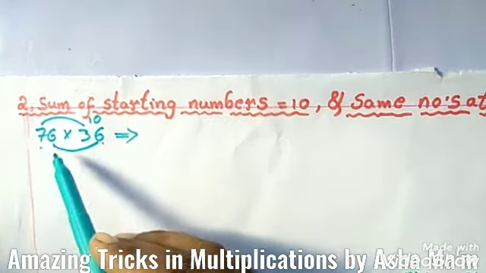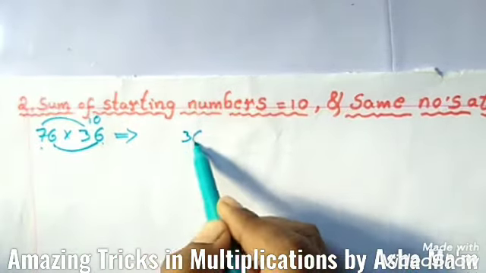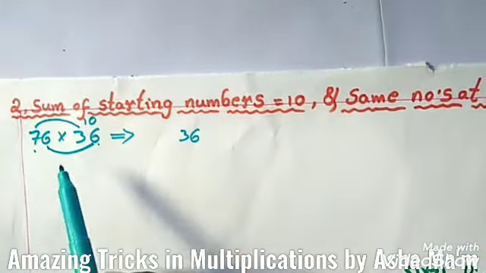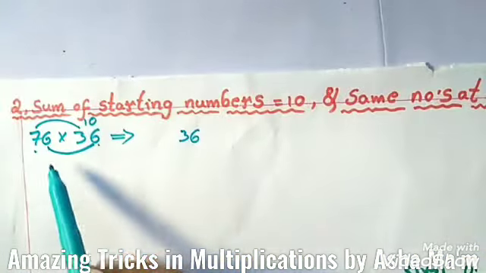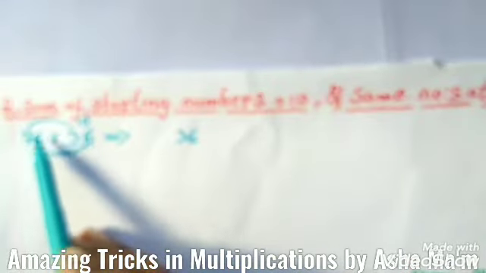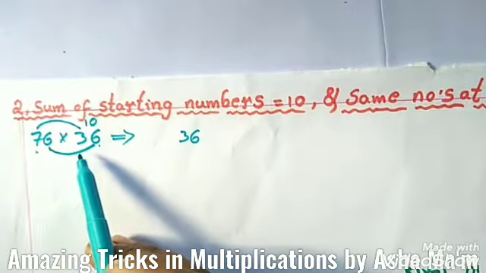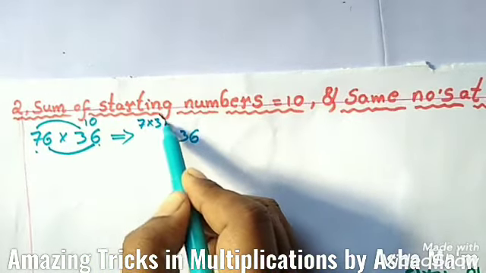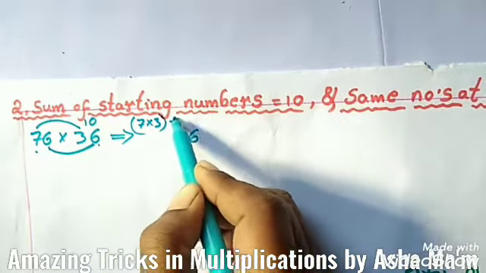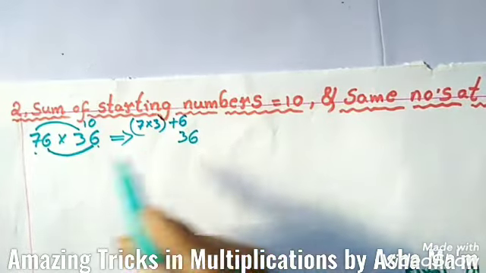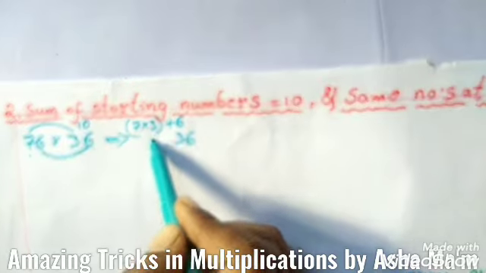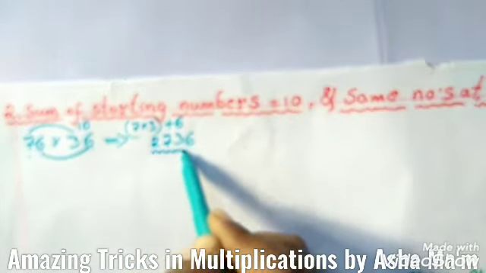Here also same, 6 6s are 36. You have to write here directly, and next 7 and 3. Here different numbers, but the starting number sum is 10. In this case, what you have to do is 7 into 3 simply, and to that answer you have to add 6. Why? Because here is the number 6. 7 3s are 21, 21 plus 6, 27. Right, this is the answer.